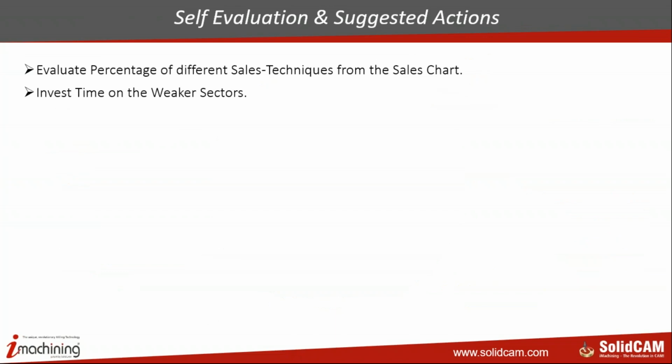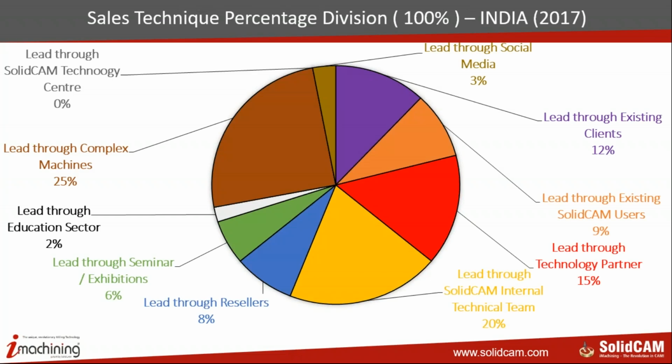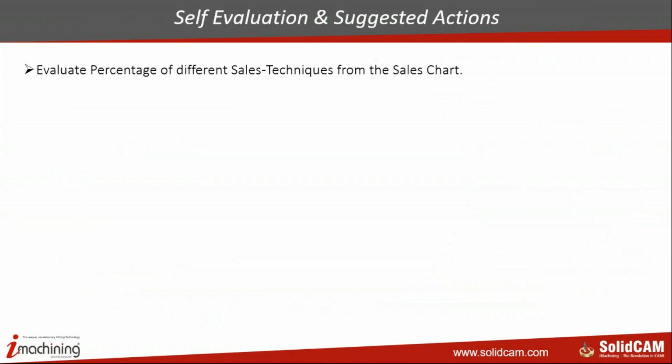Second, we should invest time on the weaker section. For example, if I see from my chart, leads through seminars or leads through education are quite low in India. Leads through resellers is only 8%. We should increase this. Depending on which segment you would like to invest your time in, you can evaluate it very easily.